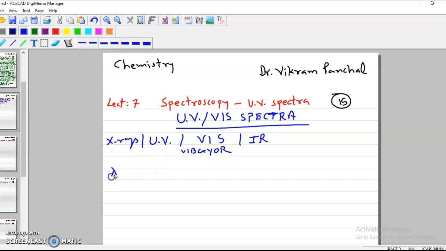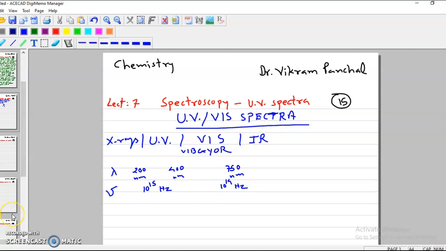And if you see wavelength of light, then UV starts from, for us, 200 nanometer is very important, to 400 nanometer, and visible is up to 750 nanometer. So this is the normal range. It can extend up to 800 nanometer also, but this is the normal range of ultraviolet visible light. If we see frequency, frequency of UV radiation is about 10 raised to 15 hertz, and frequency of visible light is 10 raised to 14 hertz.